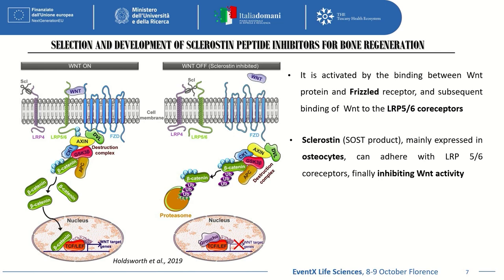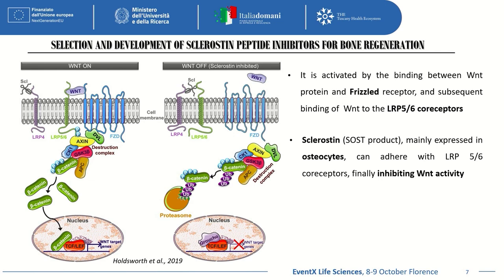I don't have time to go into detail of the signaling, but sclerostin is an inhibitor of an important signaling, which is Wnt. And by inhibiting Wnt, sclerostin is one of the most important regulators of bone regeneration. So as long as it is there, the bone regeneration is off. And in order to increase the bone regeneration, you have to get rid of sclerostin.